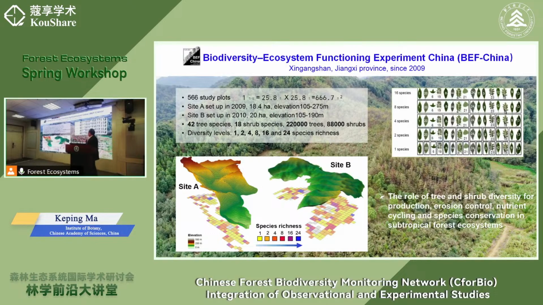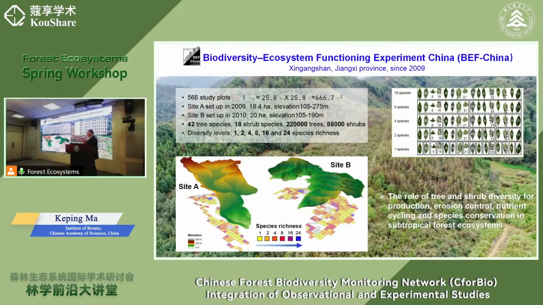For site B, that is 20 hectares. So we use more than 38 hectares, but we rent 50 hectares for the experiment. And we have selected 42 tree species and 18 shrub species as the species pool to set up the experiment. Totally, we have planted 220,000 trees and 88,000 shrubs, totally around 300,000 woody plants in 2 years.